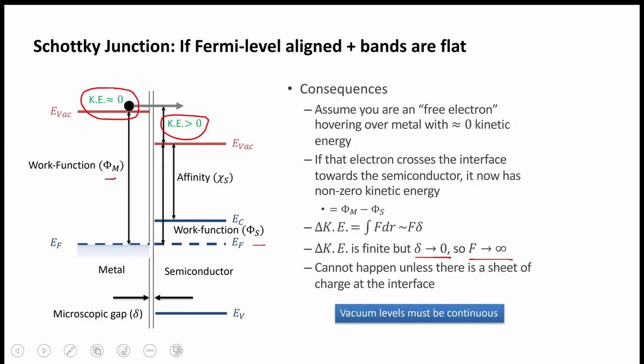So now let's align the Fermi levels of both the metal and the semiconductor. This is the metal's Fermi level, and this is the semiconductor's Fermi level. Now the Fermi levels are aligned, but we haven't taken care of the vacuum level and the other things, the conduction band and the valence band. We just aligned the Fermi levels.